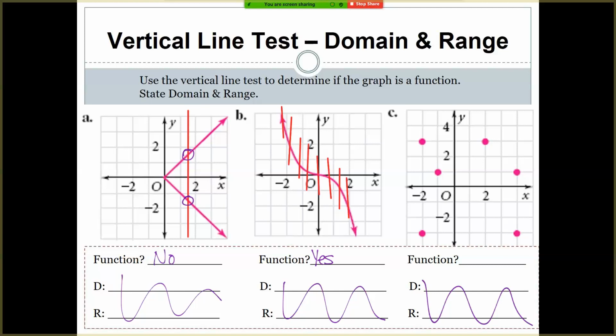Part C is similar to the book question we had earlier. Is there a spot on this graph where I can draw a vertical line and get it to cross through more than 1 point? It's actually 2. You could draw this line or this line, and either one tells you this is not a function. If I draw this line on the left, it crosses through this point and this point, which makes it not a function. If you look at the one on the right, this point and this point make it not a function.